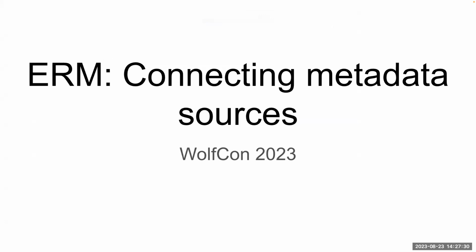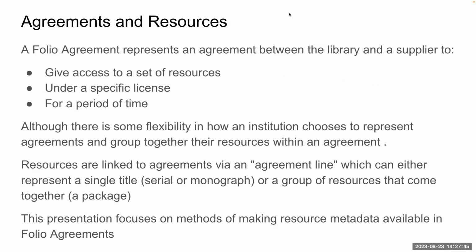So some time ago, it feels like maybe yesterday, Martina showed how they were using GOKb and talked a little bit about the connection with Folio. And I want to dig into that a little bit more. So I'm going to start with a recap. In Folio, we have what we call an agreement. For those of you who haven't worked with agreements, broadly, and I'm not going to go into huge amounts of detail, a Folio agreement represents an agreement between a library and a supplier, generally, to give access to a set of resources with a specific license for a period of time.